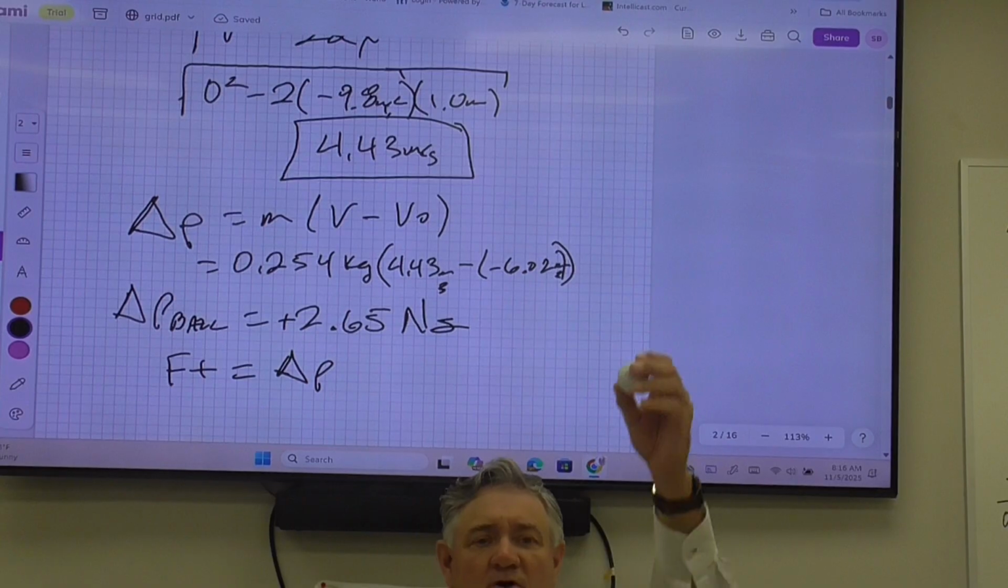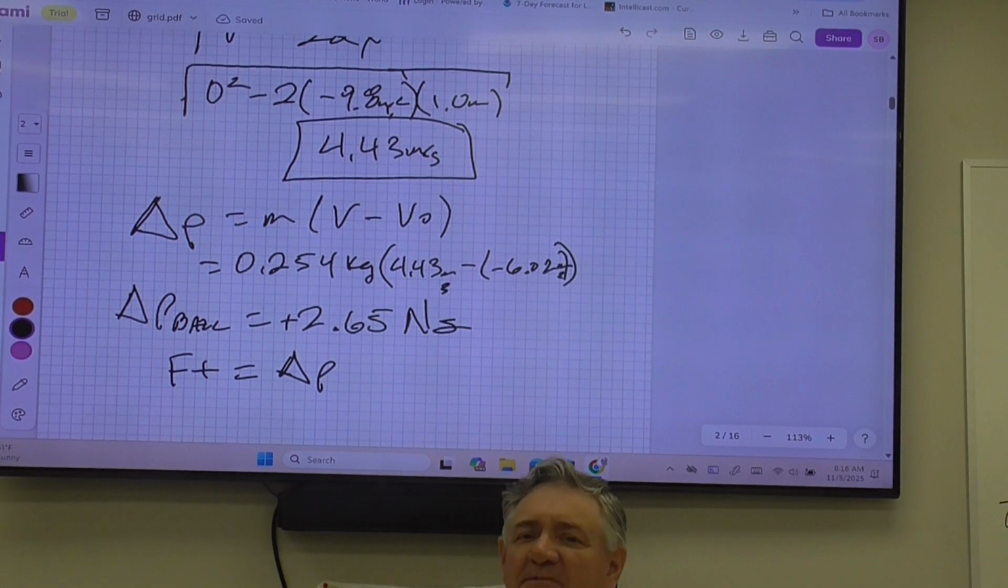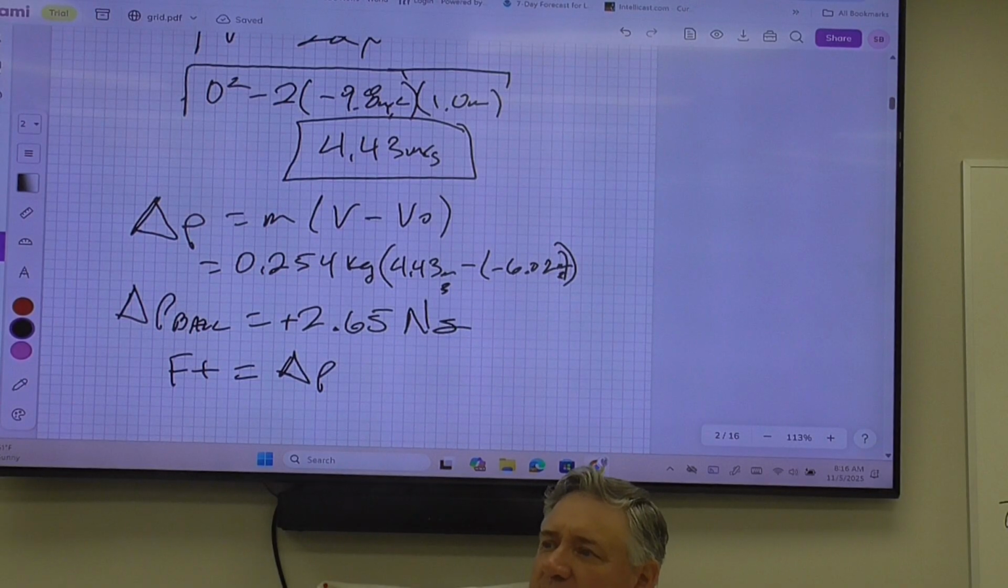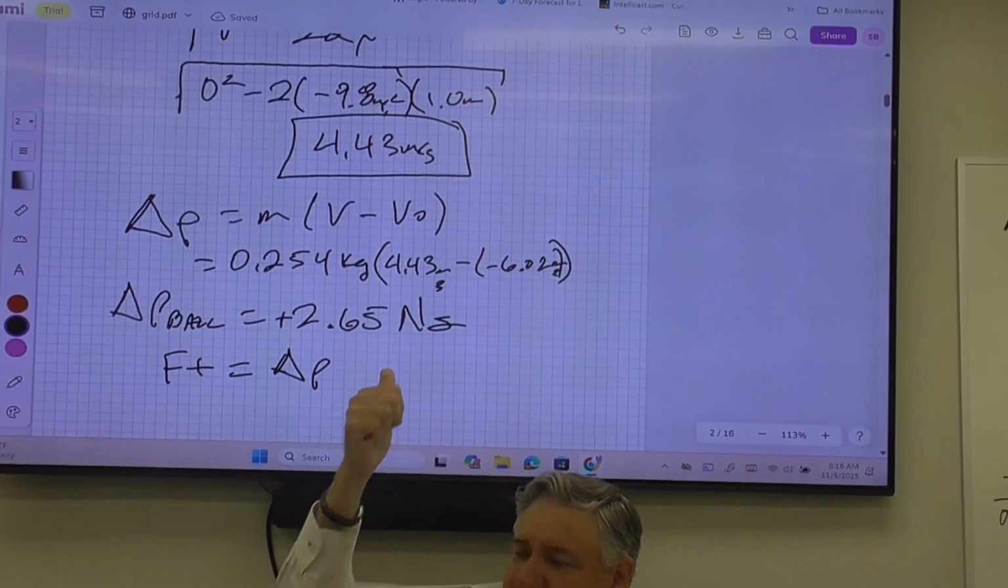Yeah, so when the ball comes in contact with the ground, which direction is the force exerted by the ground? Upwards. Upward, okay? I'm not going to make the ball bounce up by pushing it down. So the force from the ground has to be a positive value, because that's the direction that it's acting.